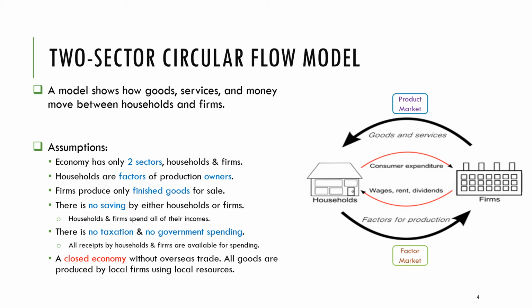There is no saving by either households or firms. That means households and firms spend all of their incomes. Besides that, there is no taxation and no government spending. Therefore, all incomes received by households and firms are available for spending. Lastly, the two-sector economy is a closed economy without overseas trade. This implies that all goods are produced by local firms using local resources.